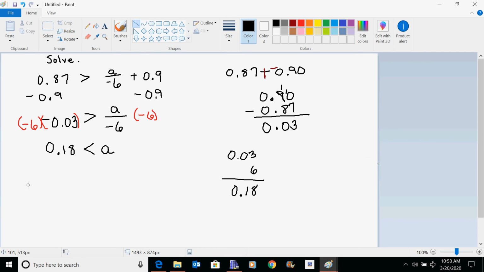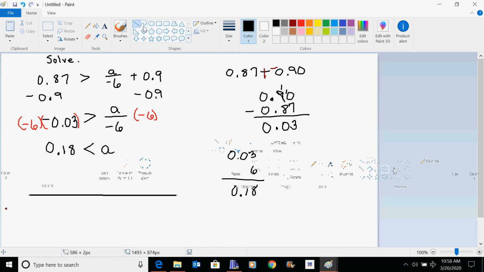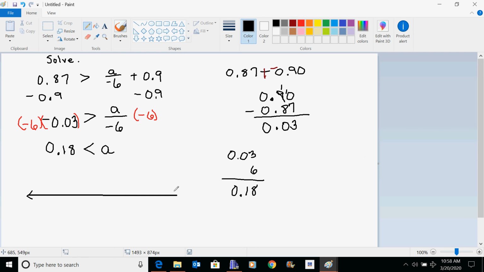0.18. I do want to take a look at the graph of this just to make sure you understand what that's telling you, because our variable landed on the right side this time. So I have 0.18, 0.19, 0.20, down here 0.17 and 0.16.